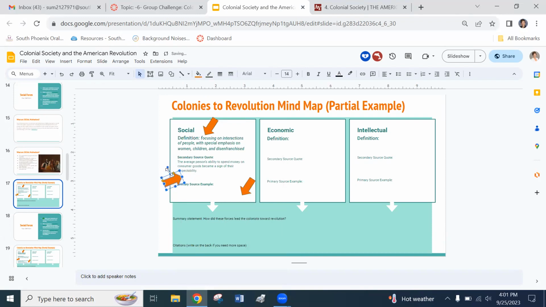The average person's ability to spend money on consumer goods became a sign of their respectability. Now, I'm not going to fully cite this yet, but I am going to remind myself where I got it. And I would encourage you to do the same. Okay.